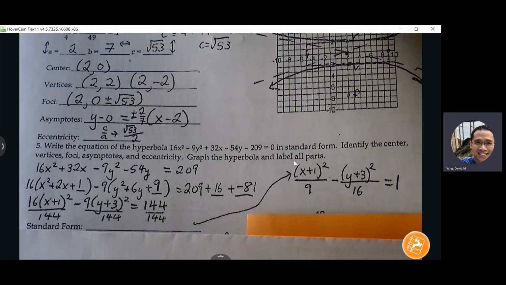Okay, a squared is always first, b squared is always second, right? Don't look at the size. Look at what's first.